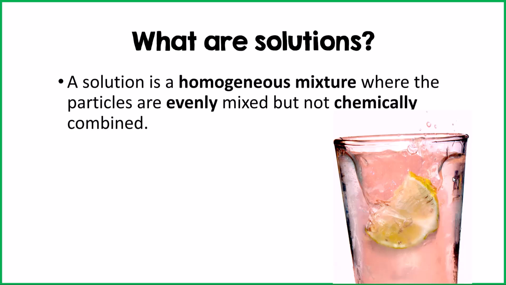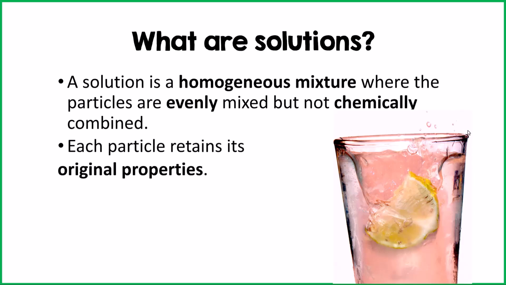A solution is a homogeneous mixture where the particles are evenly mixed but not chemically combined. We discussed very early on in the course that a homogeneous mixture is one where you can't tell that there are different particles in it. It looks uniformly mixed. But in a solution, we are not chemically combining anything. There are no chemical reactions occurring when you dissolve something into a solution. Each particle retains its original properties.